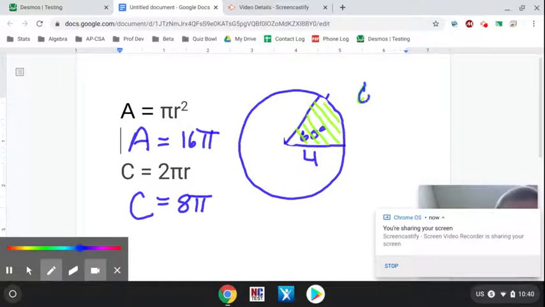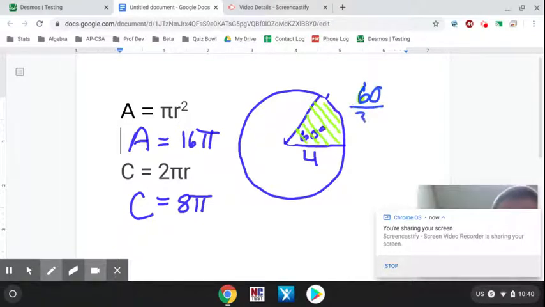Compared to 360 degrees. And I can figure out I have 60 out of 360 of this circle. And if I multiply that by my area of the entire circle, 16 pi, that is how I find the area of a sector of the circle.